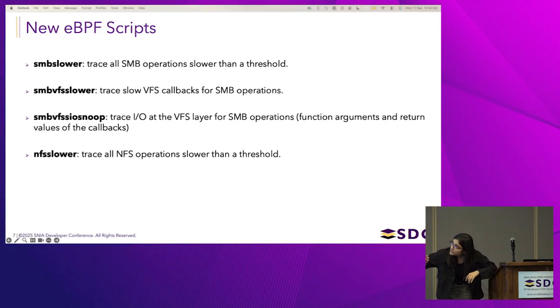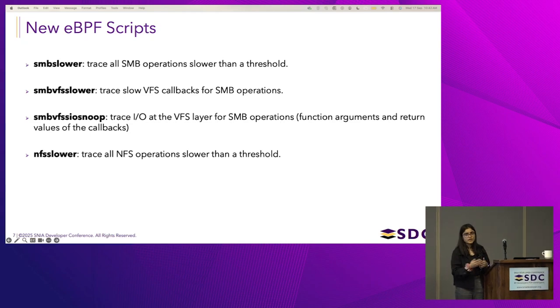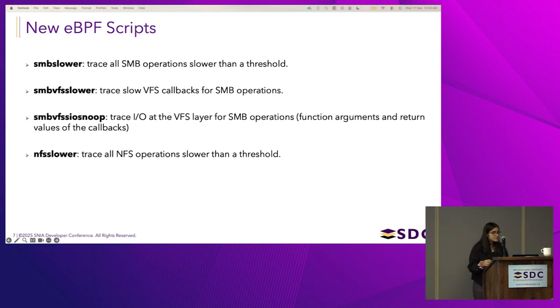Now SMB VFS slower traces slow VFS callbacks, so it sits towards the bottom end of the SMB stack as soon as the VFS makes a callback to the SMB layer. Similarly, there is SMB VFS IO snoop, which traces IO errors, function arguments at the VFS layer for the SMB operations. The new command is NFS slower, which traces all NFS operations that are slower than a threshold.